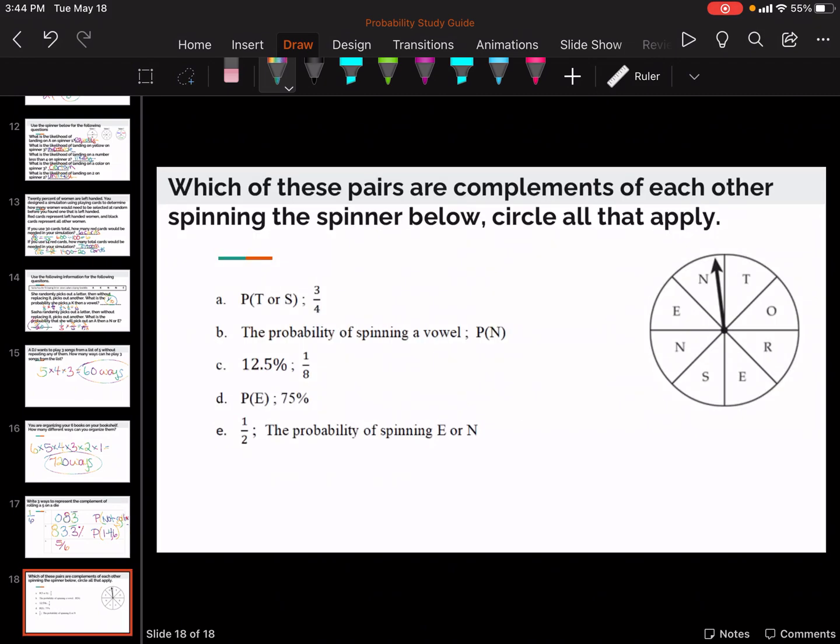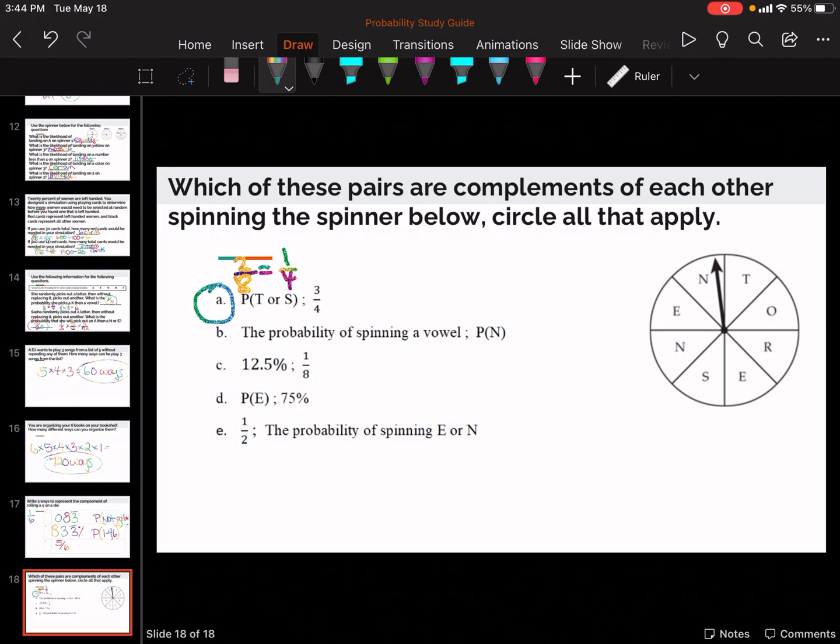Okay, so for this last one, which pairs of complements for spinning this spinner are true? So the probability of a T or an S. To start out with, there's 8 different options. So T or S is going to be 2 out of 8, which is 1/4. Its complement is 3/4, so that is correct.